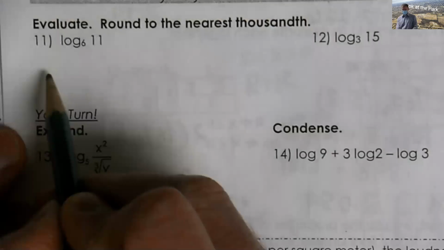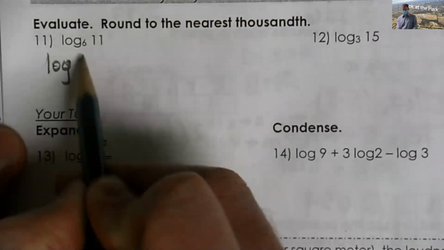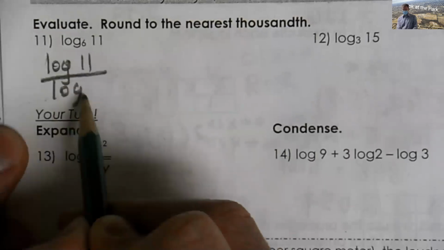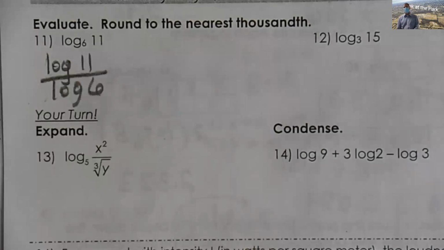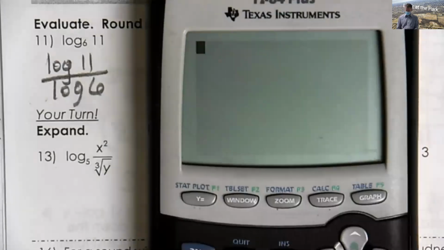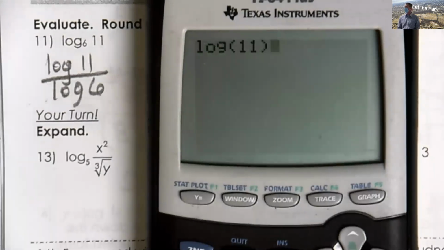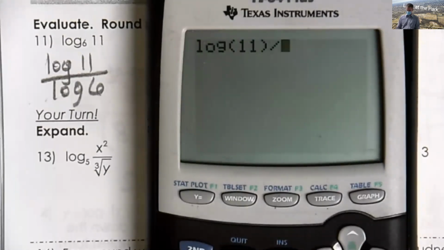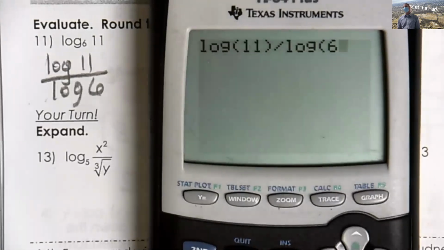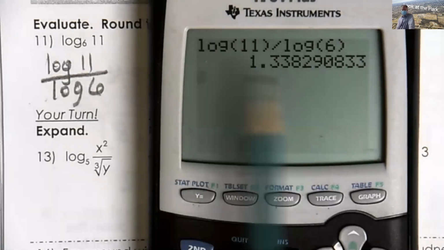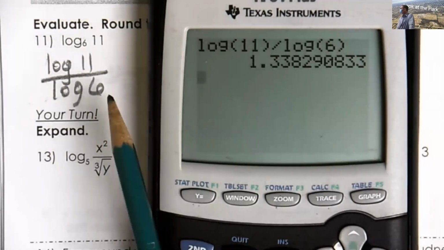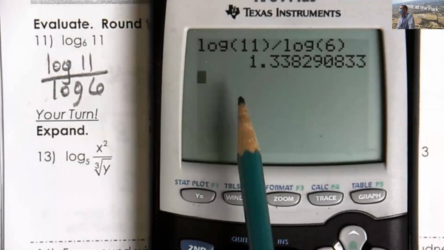So we have log 11 over log of 6. So I take my calculator, I can say log 11, put that in parentheses, divided by log of 6. I can close them if I want to and hit enter. 6 to the first power is 6. 6 to the second power is 36. So 6 to the 1.3 might actually be 11. That seems reasonable, much better than 8. Right?